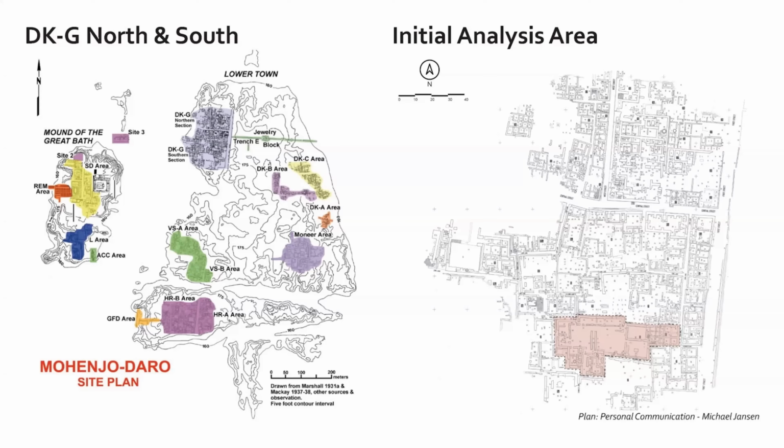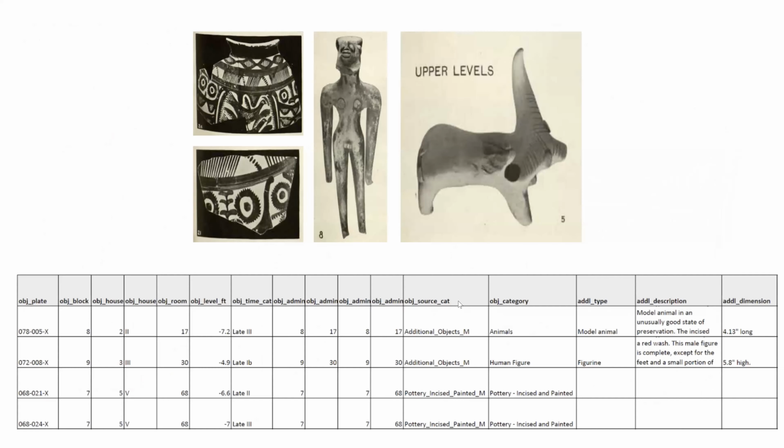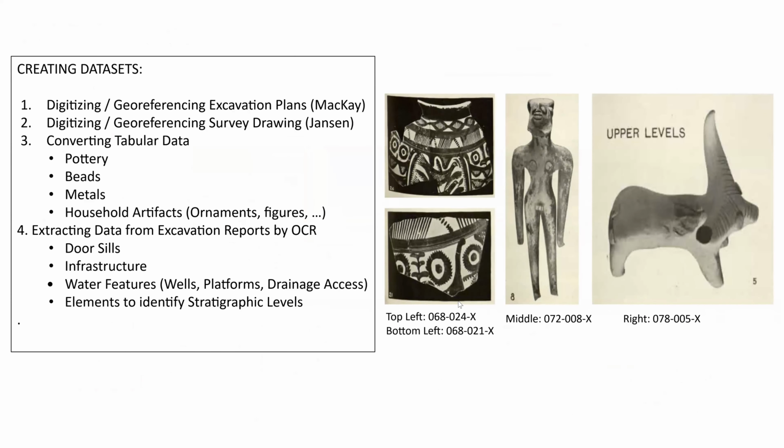So if we can go through to the next slide. What you see here is that there are a couple of different steps we began with. The first thing we did was digitize and georeference all the excavation plans that McKay had. We did that also with Janssen's work.